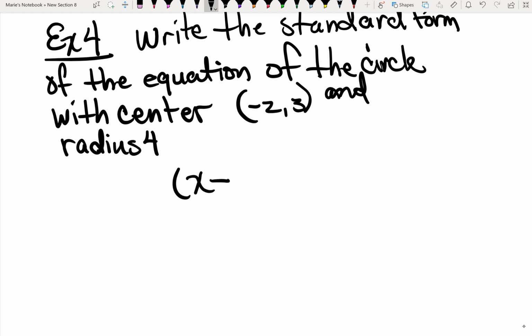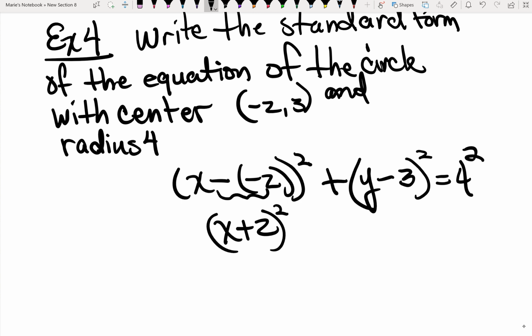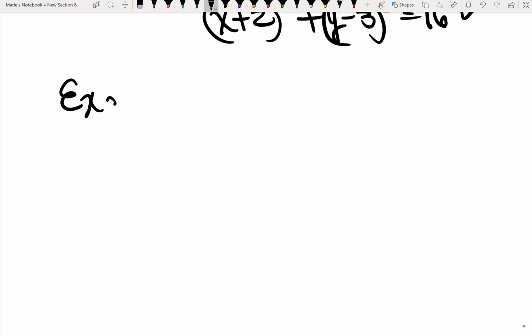Okay, now watch, it's the same process. So it's x minus h, h happens to be -2, and all of that is squared, plus y minus k, in this case k is 3, and the radius is 4, so 4 squared. Your final answer here becomes x plus 2, because remember double negatives add up as a positive, squared, plus y minus 3 squared is equal to 16, and that's it. All right, example 5.